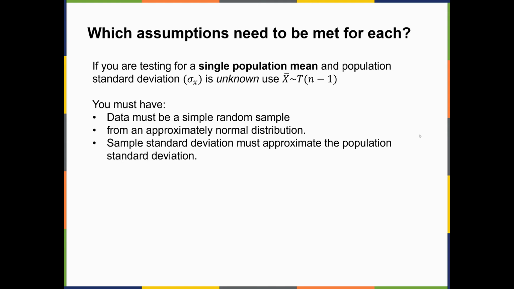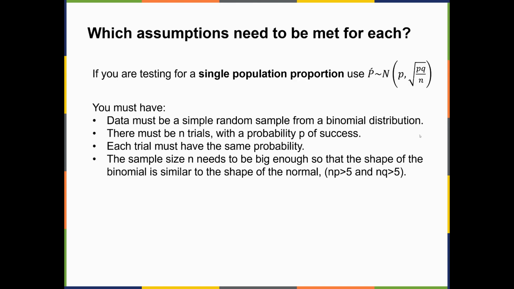If you're testing a single population mean with an unknown population standard deviation, you're going to use the student's t-distribution. Again, the data must be from a random sample of an approximately normal distribution. The sample standard deviation must approximate the population standard deviation. So from the sample, you'll compute s, the sample standard deviation, and use that in your computations.